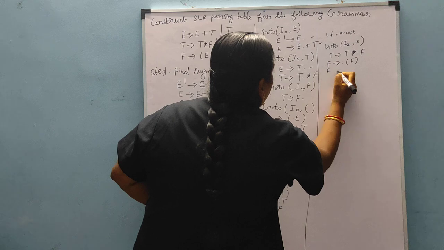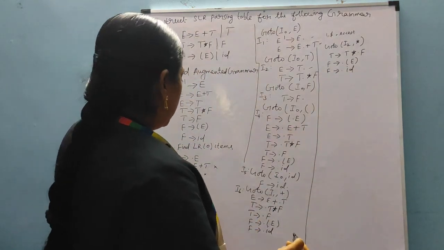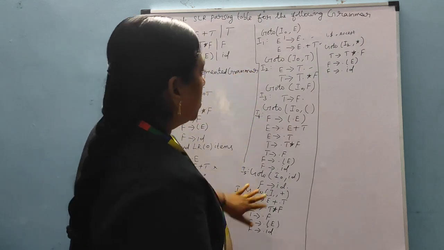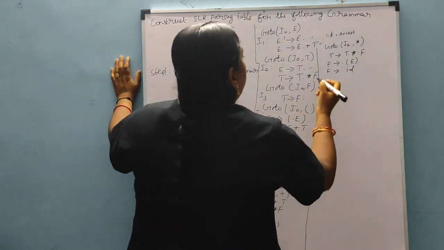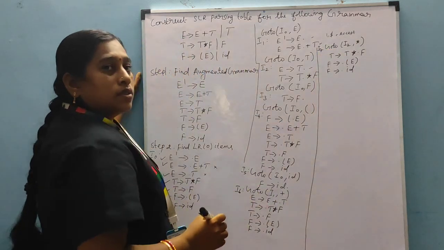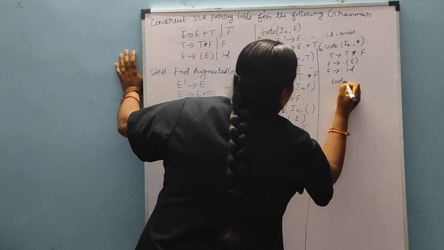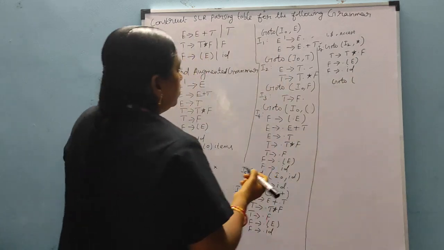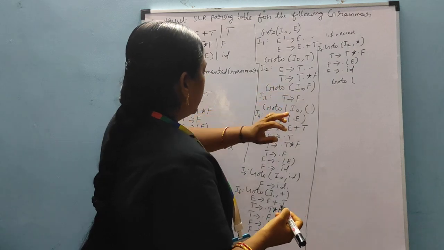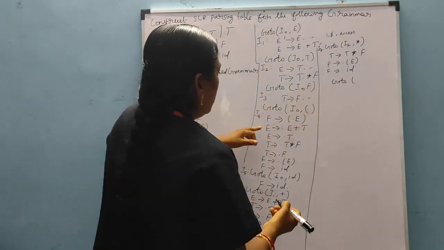F tends to dot E, then F tends to dot ID. Is this a new state or an existing state? Check. This is a new state. So I am writing this one as the I7 state. Now go for the next one. This production completed, this production moved, yes. Then this production is completed, yes.